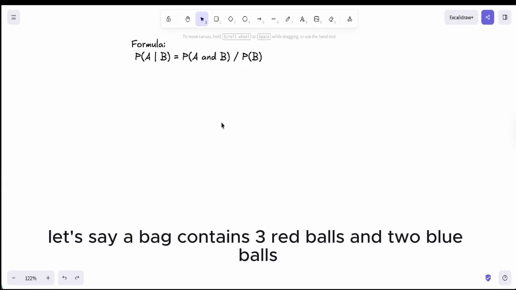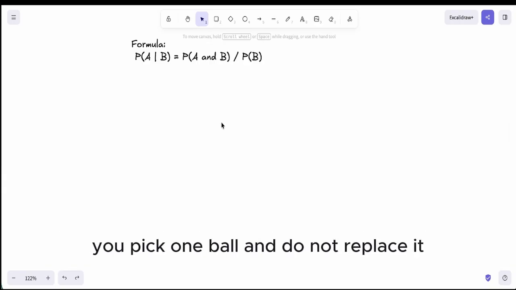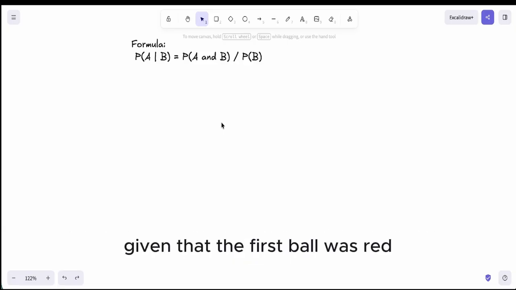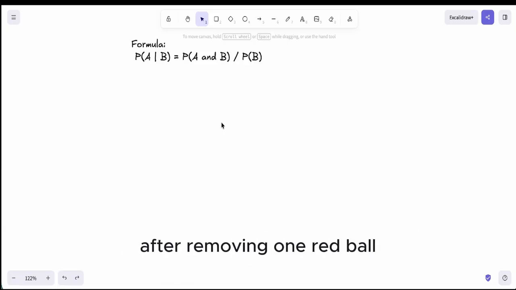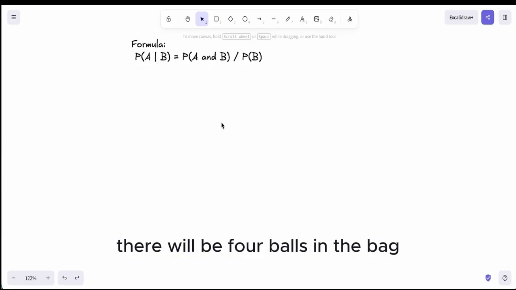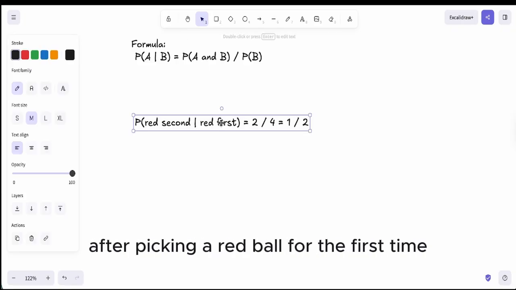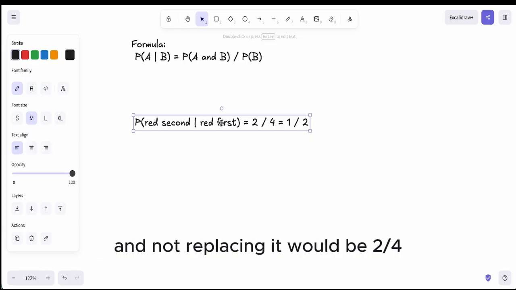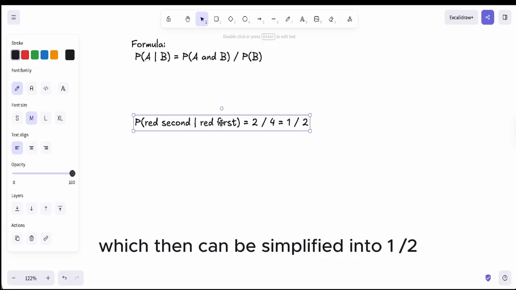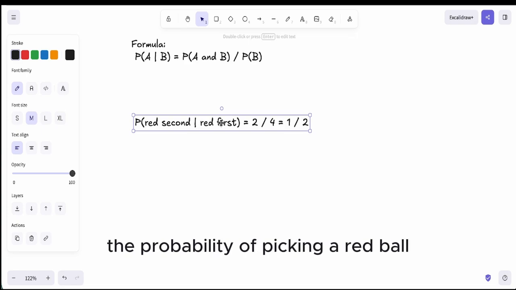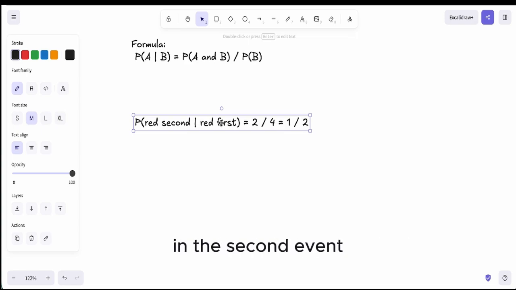Let's say a bag contains 3 red balls and 2 blue balls. You pick one ball and do not replace it. You want the probability of picking a red ball second, given that the first ball was red. After removing one red ball, there will be 4 balls in the bag, 2 of them being red. So the probability that you pick a red ball after picking a red ball the first time and not replacing it would be 2 over 4, which then can be simplified into 1 over 2. Notice how the first event changed the probability of picking a red ball in the second event.